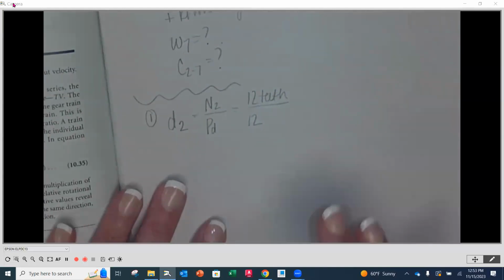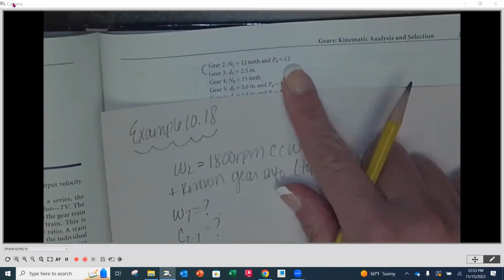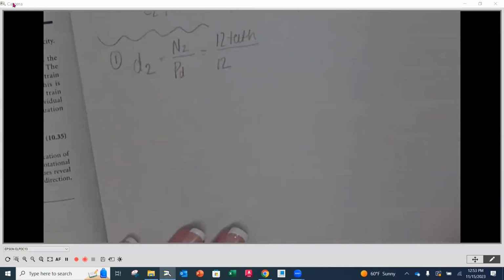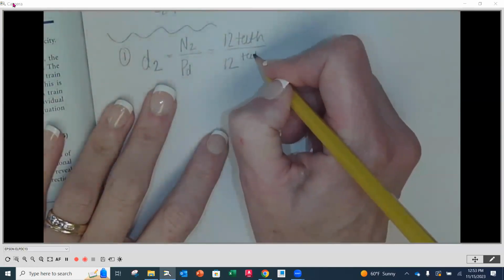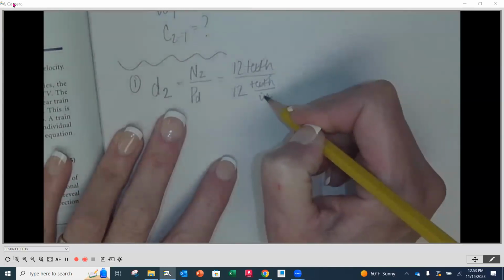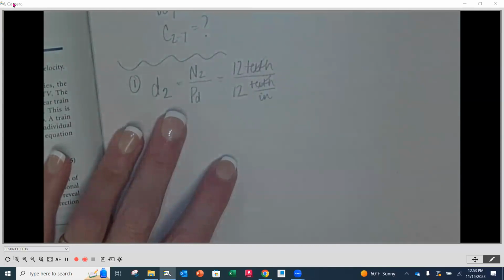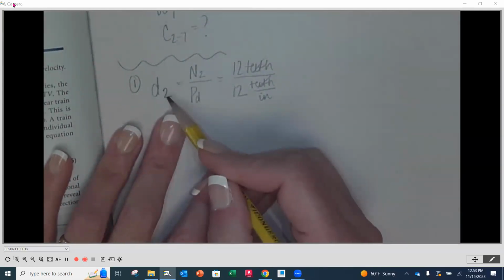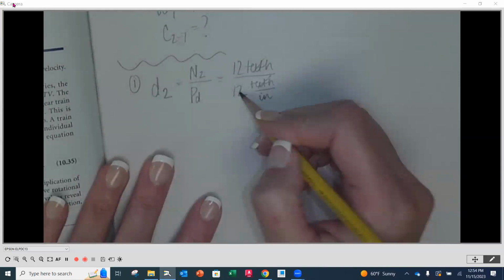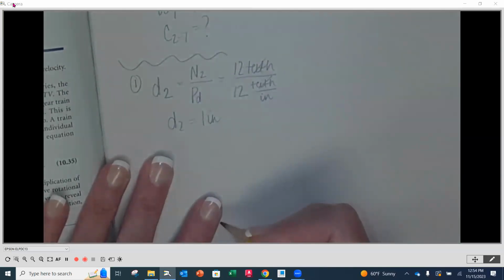Now remember, they don't give us anything but a number here. What are the units for diametral pitch? Teeth per inch, exactly. So you want to put those in there so that you make sure that you end up with the appropriate units, okay? So my teeth are going to cancel here, and I have the inches in the denominator of the denominator, so my units left over are inches, which is good for a pitch diameter. So you can see here that D2 is going to be equal to 1 inch, right?